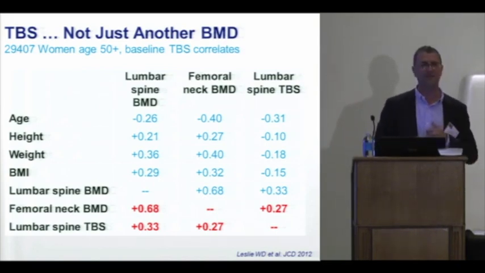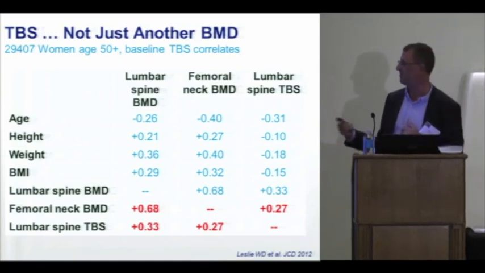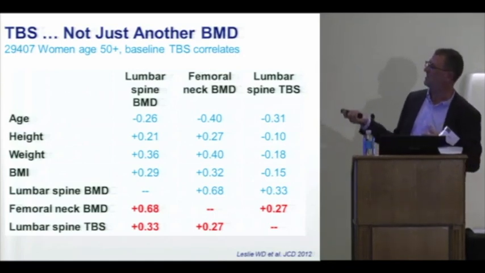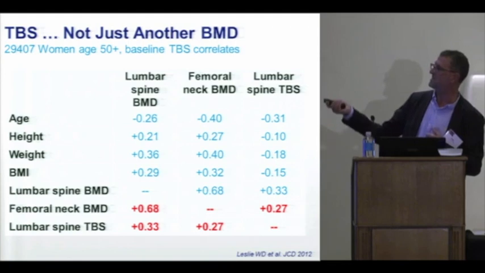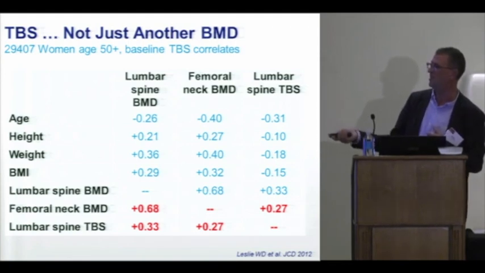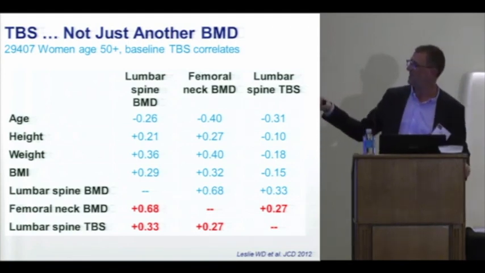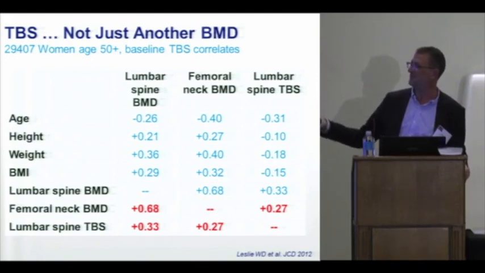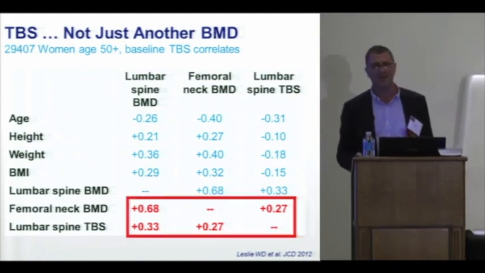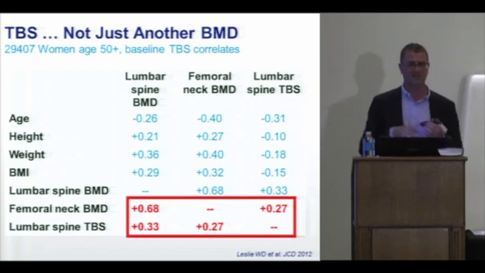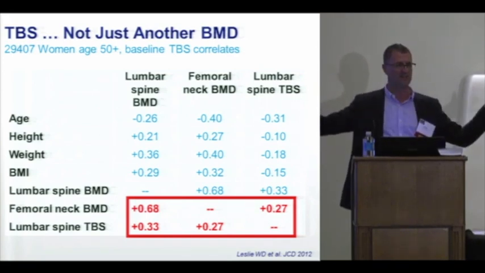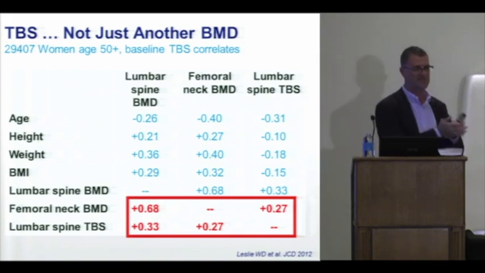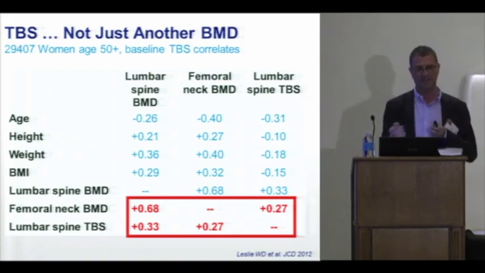It's the reference of Bin Leslie based on 29,000 patients. The correlation between lumbar spine TBS and femoral neck is very low, and the correlation between lumbar spine TBS and BMD of the spine is very low, while the correlation between the two sides, lumbar spine BMD and femoral neck BMD, is much higher. In other words, TBS is not correlated with the BMD side, and the correlation with two different sides on the same BMD is much higher compared to the same side between the structure and the BMD.